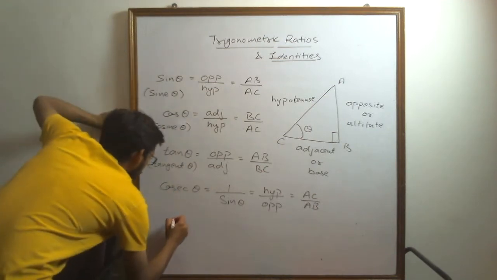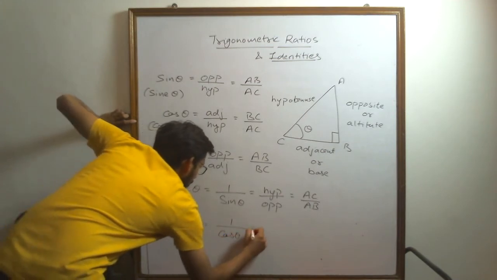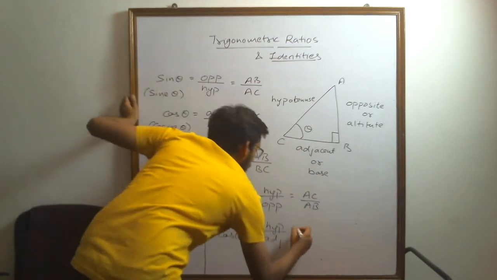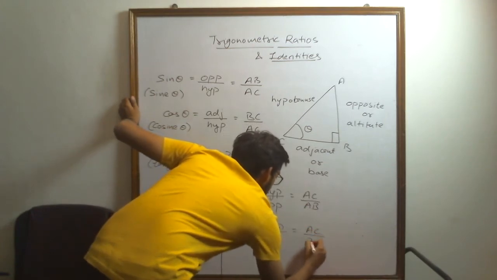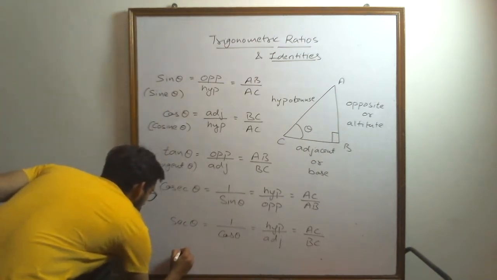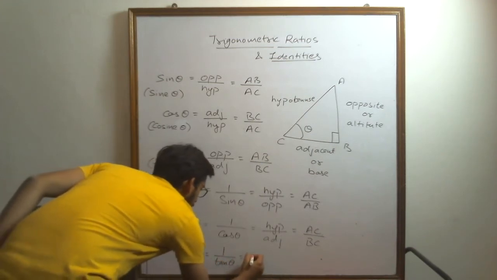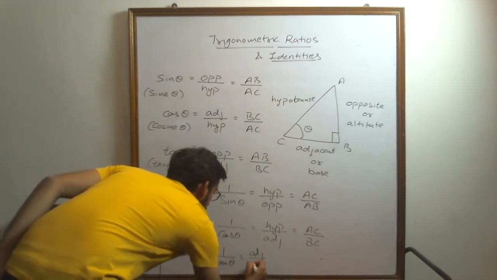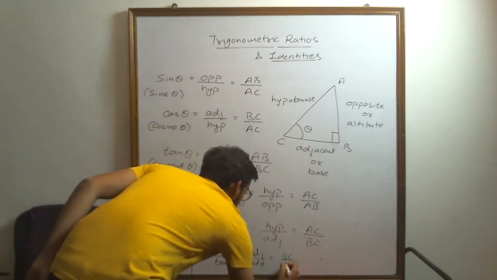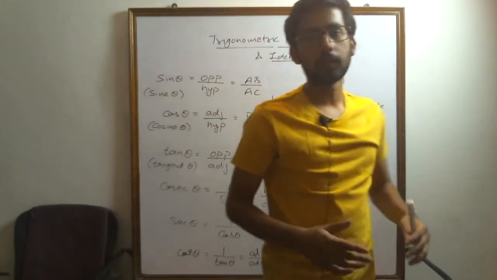The next trigonometric ratio is sec theta, which is equal to 1 upon cos theta. So it is equal to hypotenuse upon adjacent. In this triangle, it is equal to AC upon BC. And the last trigonometric ratio is cot theta, which is defined to be 1 upon tan theta, which is actually adjacent upon opposite, which in this triangle is equal to BC upon AB. So this is the definition of the 6 trigonometric ratios.